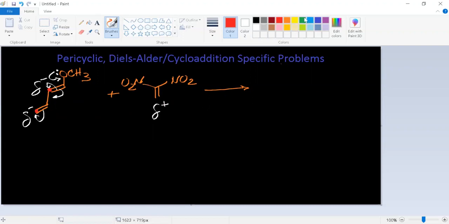So if we start to draw our product, again, a 6-member ring, double bond still in the middle. The methoxy group, we said, kind of moved. And now these nitro groups are going to be right next to it on the neighboring carbon, just like this. And that's our product.